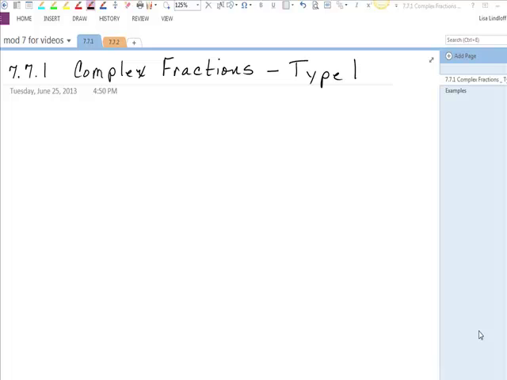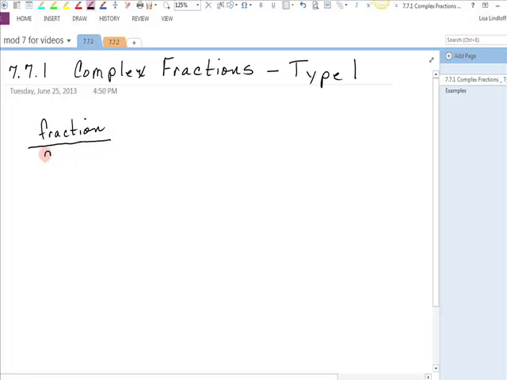In the final two lessons of Mod 7, we're going to take a look at how you can simplify complex fractions. Now, a complex fraction is a fraction, so it has a numerator and a denominator, but there will be a fraction in either the top or the bottom, or very often both. So it is a fraction that has a fraction in its numerator or its denominator, and it can have more than one.